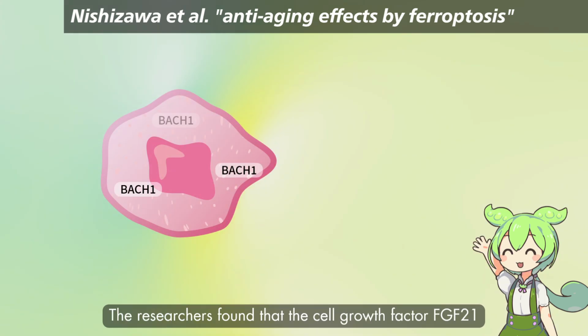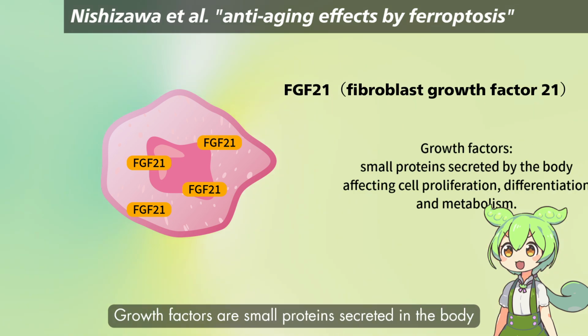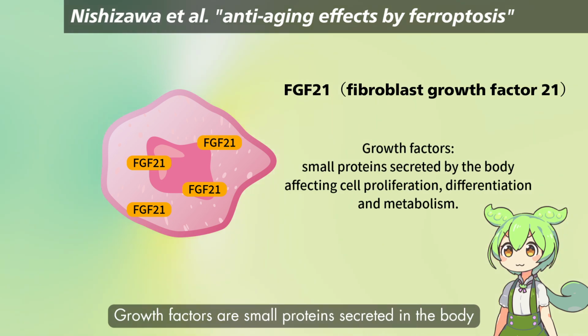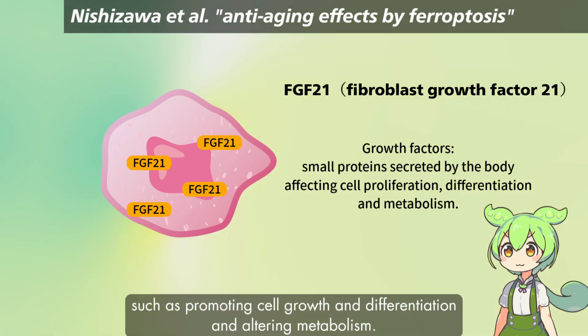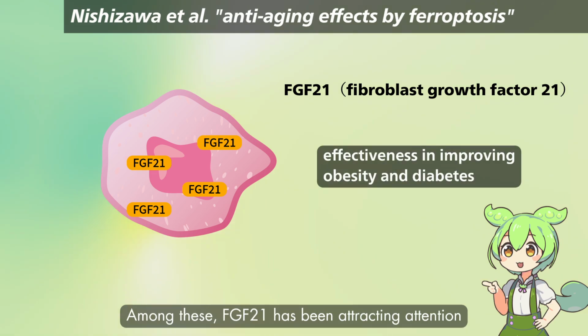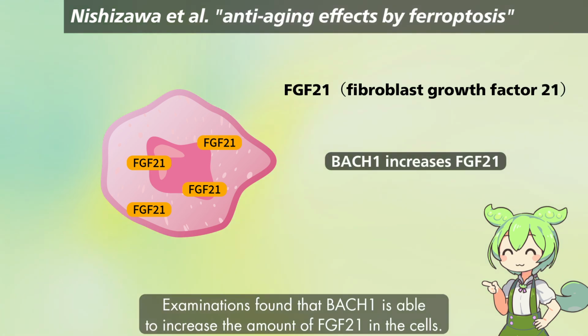The researchers found that the cell growth factor FGF21 was increased in BACH1 overexpression cells. Growth factors are small proteins secreted in the body, and exert a wide range of effects, such as promoting cell growth and differentiation, and altering metabolism. Among these, FGF21 has been attracting attention for its ability to improve lifestyle-related diseases, such as obesity and diabetes. Examinations found that BACH1 is able to increase the amount of FGF21 in the cells.